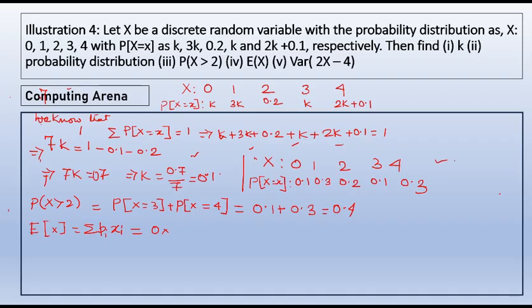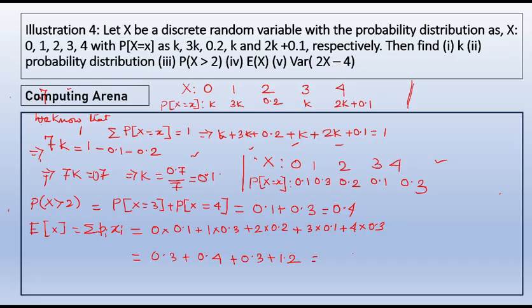This distribution we have deduced just now. This one, not the one here, because this is what we have found out. So 0 into 0.1 plus 1 into 0.3 plus 2 into 0.2 plus 3 into 0.1 plus 4 into 0.3. So this is equal to, first term gone, second term we get 0.3, third term we get 0.4. Next term we once again get 0.3 and the last term we get 1.2. So if you add them up, they will give you 2.2.